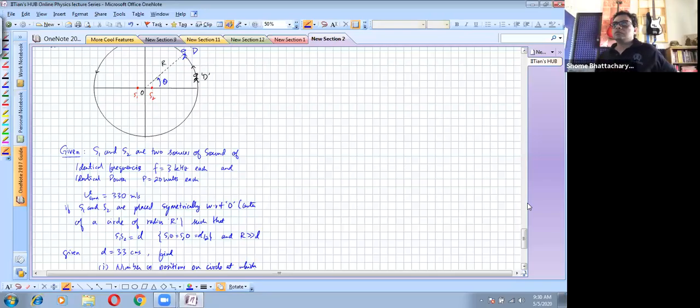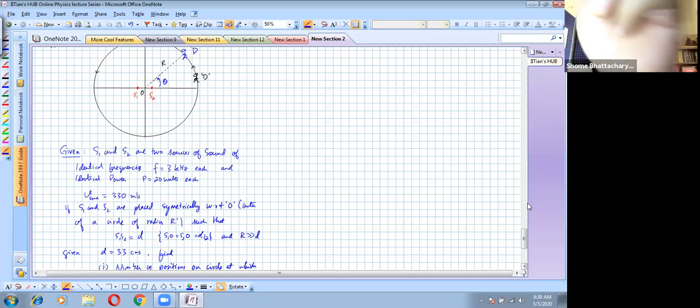Okay, so has anybody come up with an answer for the number of positions of constructive interference? Yes, there's some answer. Just verify. No, not yet. Okay.